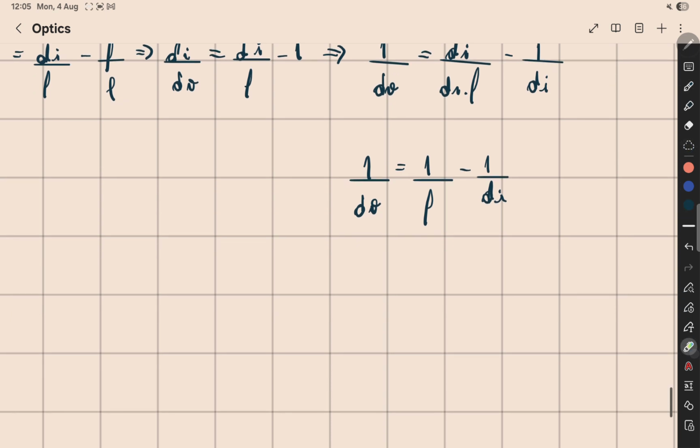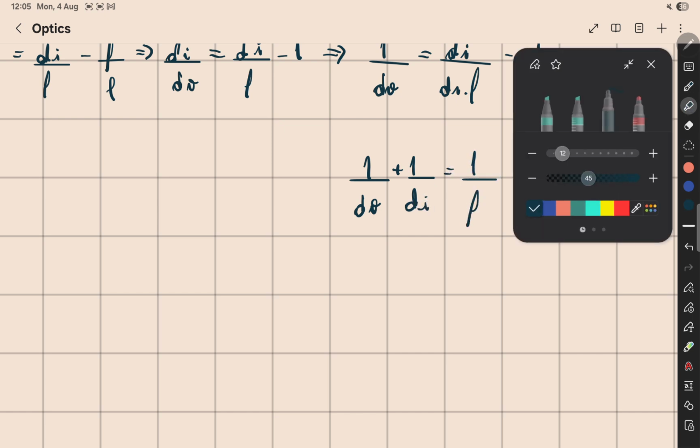If I take this term here and throw it to the other side, I'll be left with the most common way of writing this equation, which is like this: 1 over di is equal to 1 over the focal length. So that's the mirror equation.